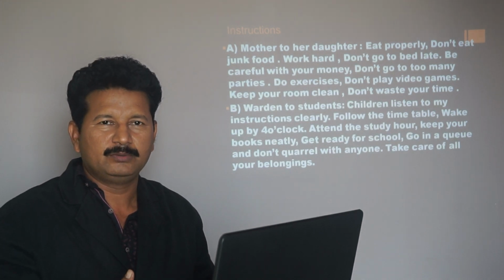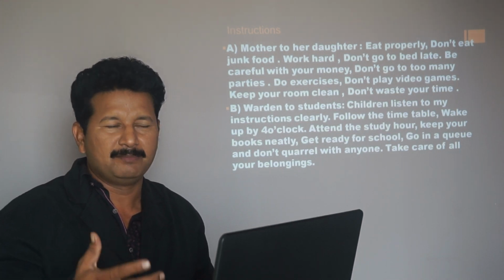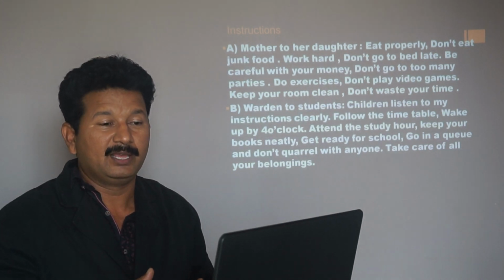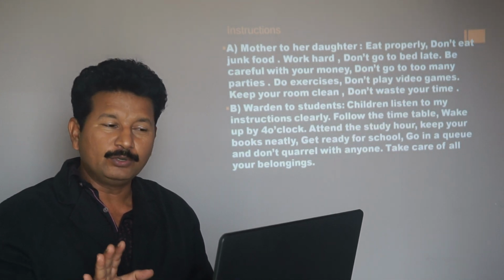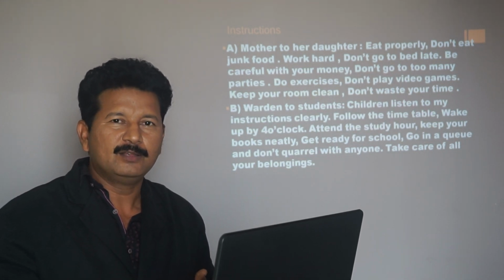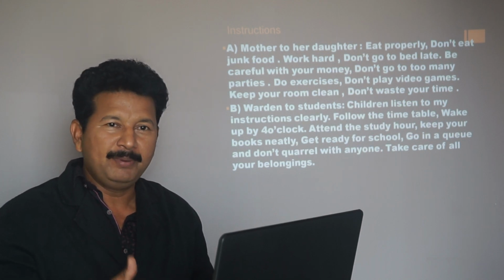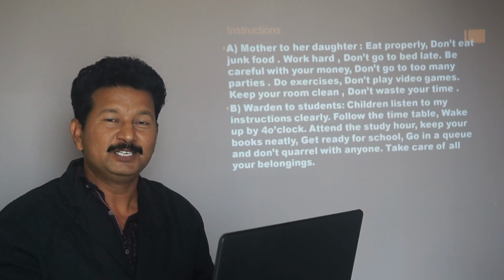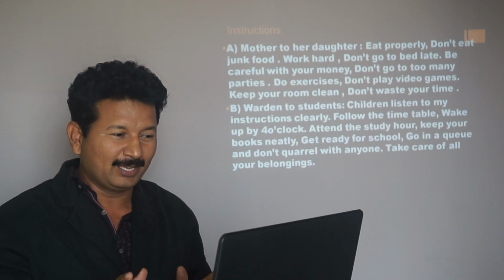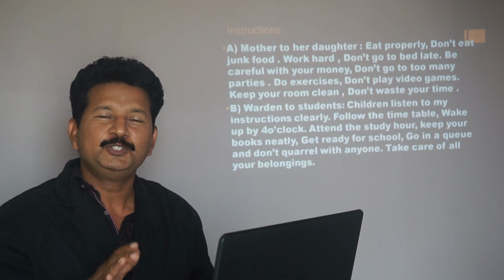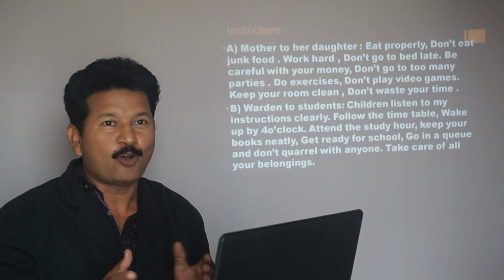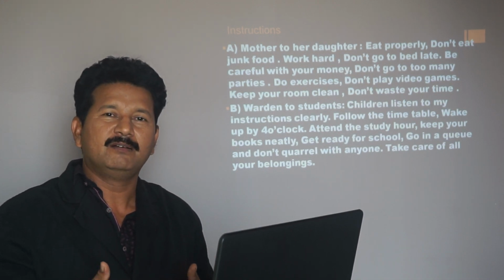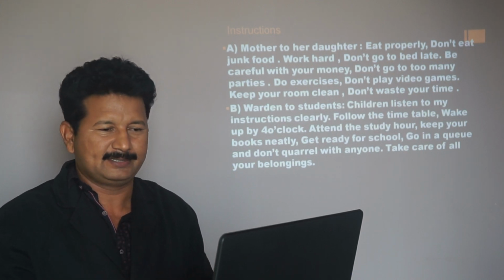Now let us listen to some of the instructions given by the mother to her daughter. Always, you know, our parents are worried. Eat properly, don't eat junk food, work hard, don't go to bed late, be careful with your money, don't go to too many parties, do exercises, don't play video games, keep your room clean, don't waste your time and don't talk with strangers.